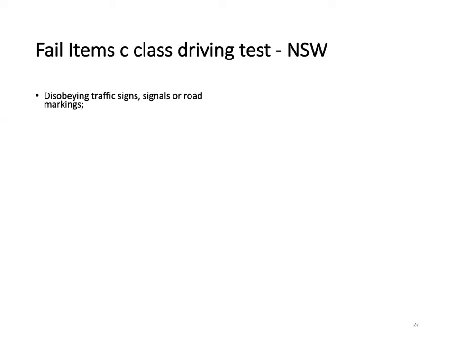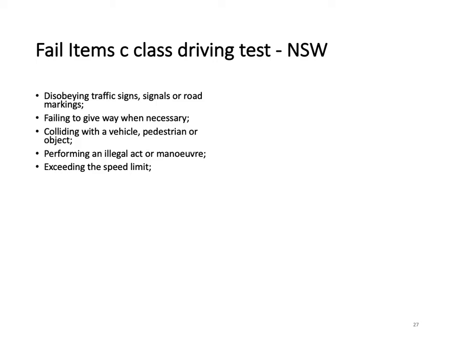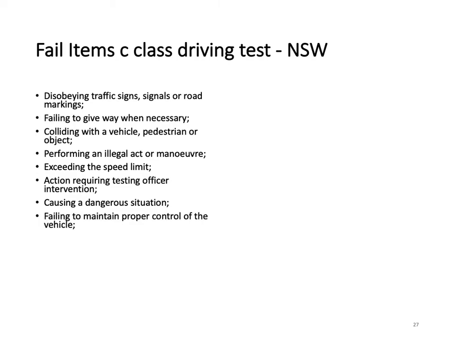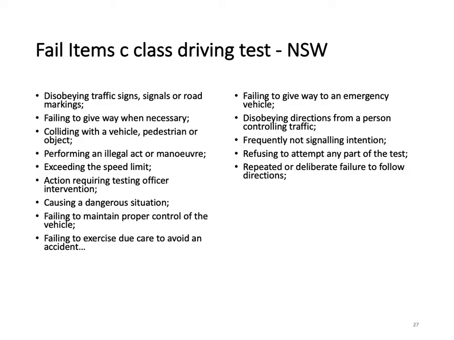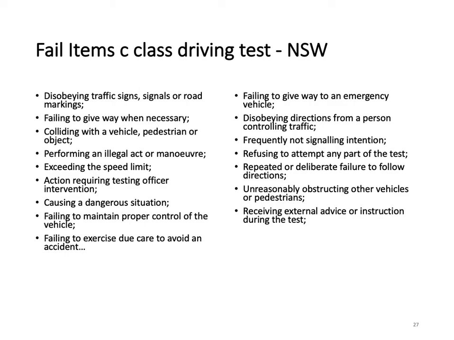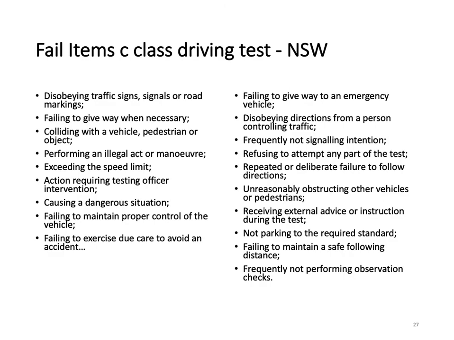Fail items for C-Class driving test: disobeying traffic signs, signals, or road markings, failing to give way when necessary, colliding with a vehicle, pedestrian, or object, performing an illegal act or maneuver, exceeding the speed limit, action requiring testing officer intervention, causing a dangerous situation, failing to maintain proper control of the vehicle, failing to exercise due care to avoid an accident, failing to give way to an emergency vehicle, disobeying directions from a person controlling traffic, frequently not signaling intention, refusing to attempt any part of the test, repeated or deliberate failure to follow directions, unreasonably obstructing other vehicles or pedestrians, receiving external advice or instruction during the test, not parking to the required standard, failing to maintain a safe following distance, frequently not performing observation checks.